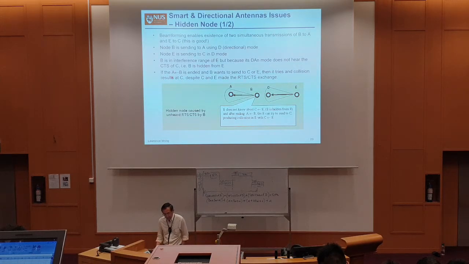So if B wants to send to A, and then B wants to send to C or E, then it tries, and what happens is collision, because B is unaware of the conversation between C and E. So he thinks nothing is happening, it's clear. So he tries to send an RTS to C. And because it's omnidirectional, C could receive this, and then it collides with the data coming from this side.